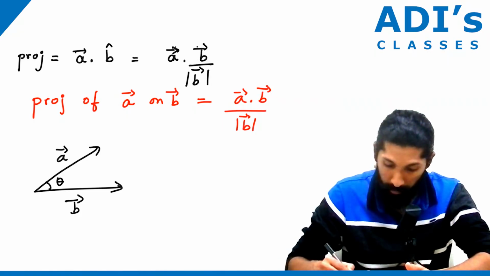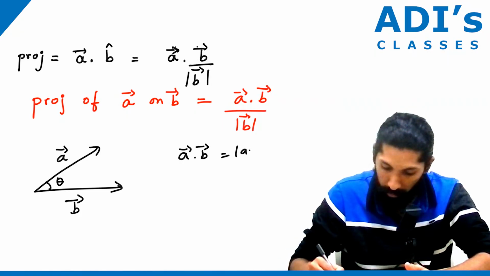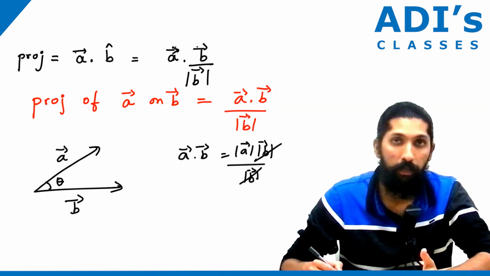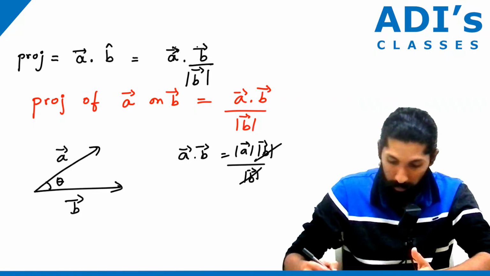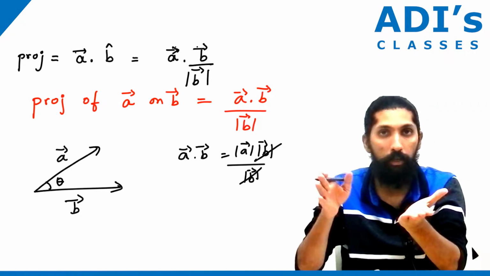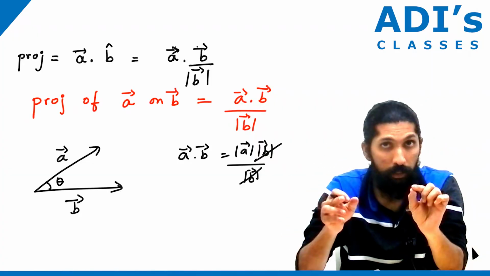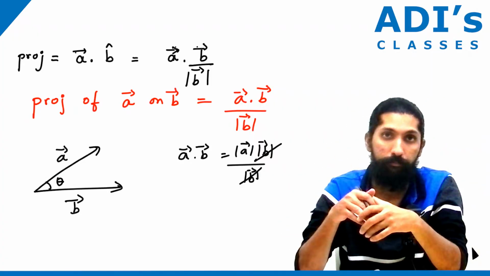Now apply that over the formula. A dot B is nothing but mod of A into mod of B, correct? Divided by mod of B, cancel. That's nothing but A. So this projection is nothing but vector A, since vector A and vector B are one and the same if theta is equal to 0 degree.